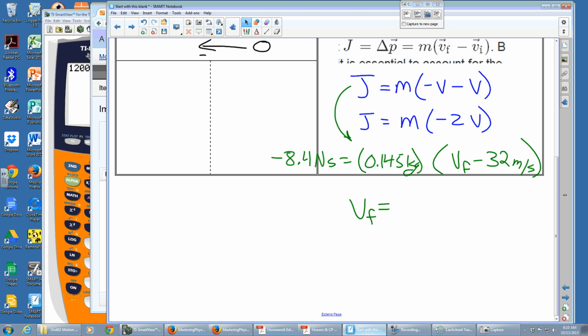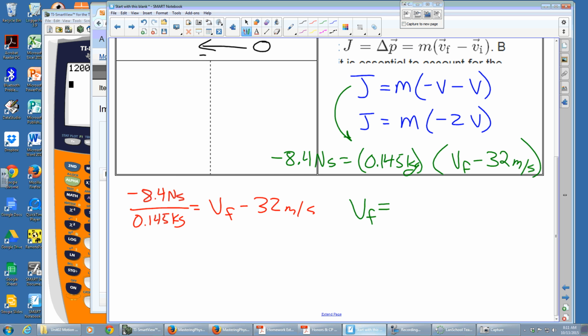There's lots of algebraic ways you can do it. What I would personally do is get the 0.145 over on the other side, so that I had just V final minus 32. Someone did ask me to do it, so sure. I'm going to divide both sides by 0.145 kilograms. That'll leave me with V final minus 32 meters per second on this side.